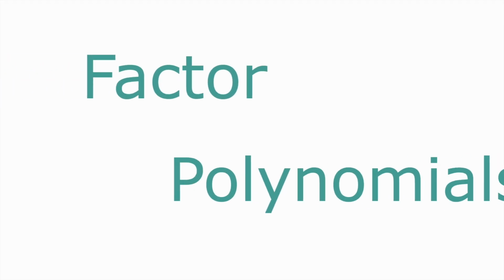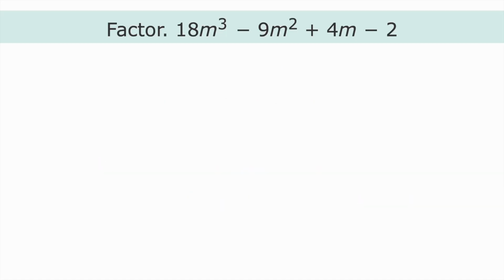Let's take a look at factoring polynomials. Here's our first example. We'll factor 18m cubed minus 9m squared plus 4m minus 2. This is a cubic function with 4 terms. These can sometimes be difficult to factor by hand, but I notice a pattern here. 9 is half of 18 and 2 is half of 4, so we might be able to factor by grouping.